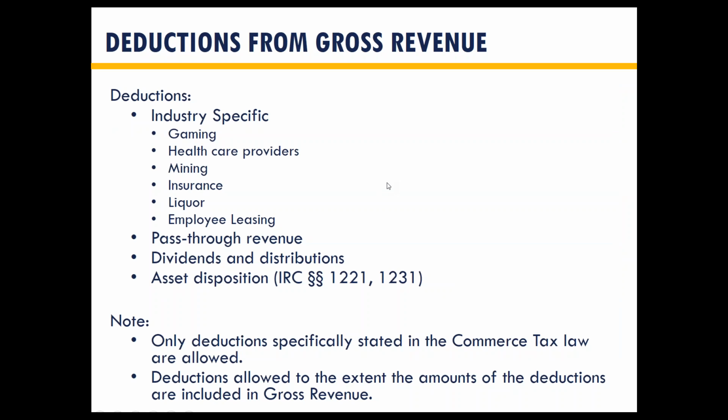So we talked about exclusions. Those just are not going to go in the top part of the form, so they do not meet the definition of gross revenue. But there are then specific deductions from gross revenue that can be displayed on the return.